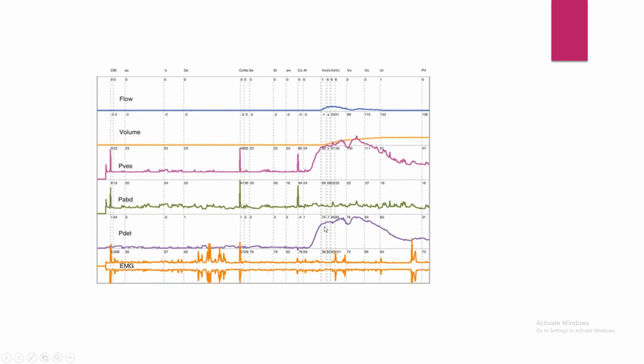And why bladder outflow obstruction? Why not hypocontractile bladder? Why not because of detrusor underactivity? Because you can see this detrusor pressure is rising normally, correct? There is no problem with the detrusor pressure rising. So that means detrusor activity is normal, but still the flow rate is reduced. That means there is some obstruction. Even the volume voided is less, correct? So some bladder outlet obstruction is the cause. Clear?